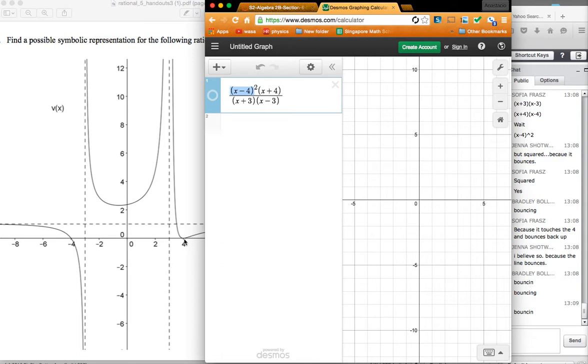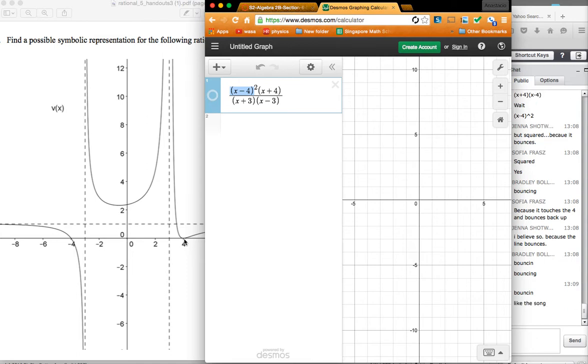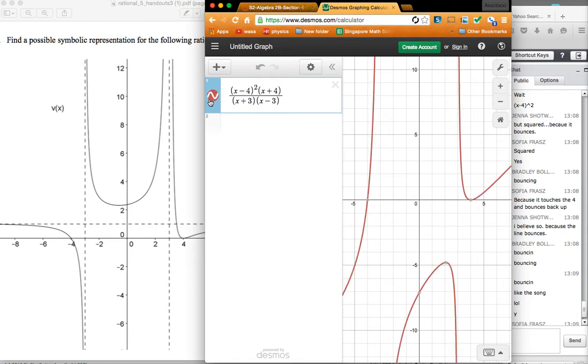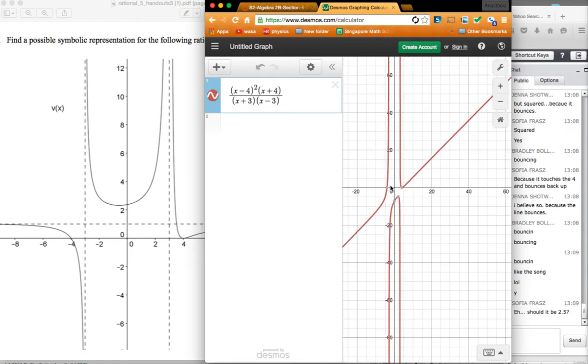Okay. All right, you want to try graphing this, or you want to take a look at your x-intercept, your y-intercept? Let's try graphing this real quick. Okay? Did we get it right?